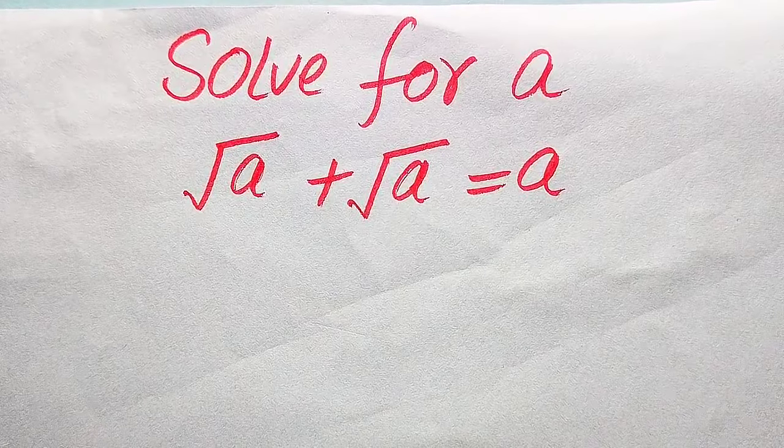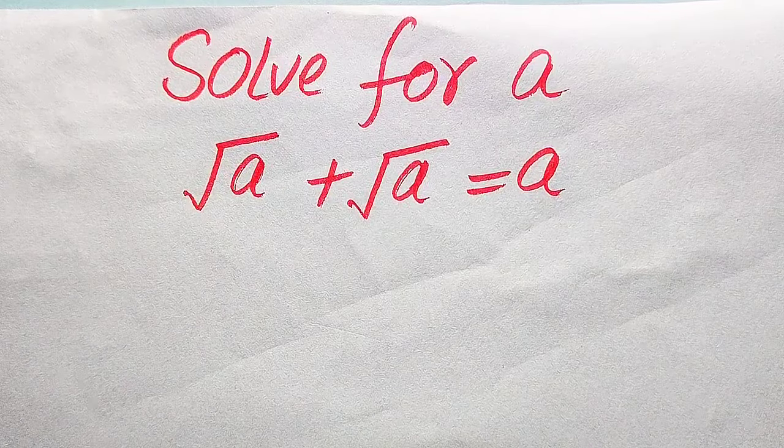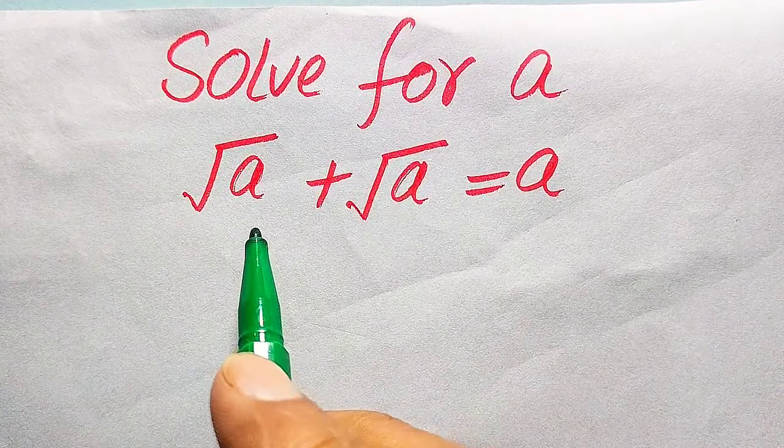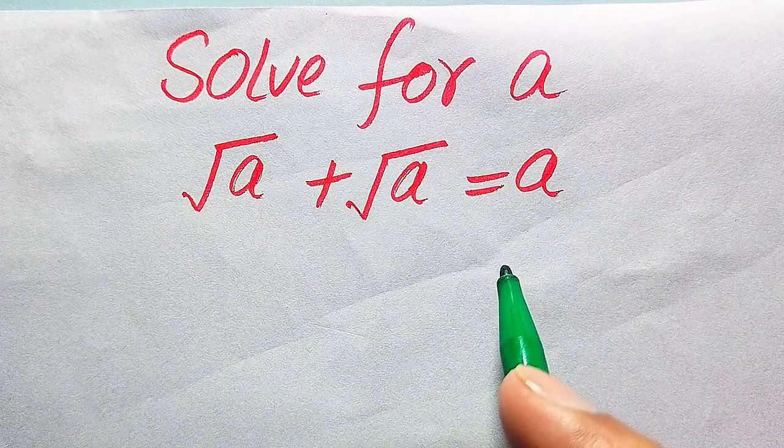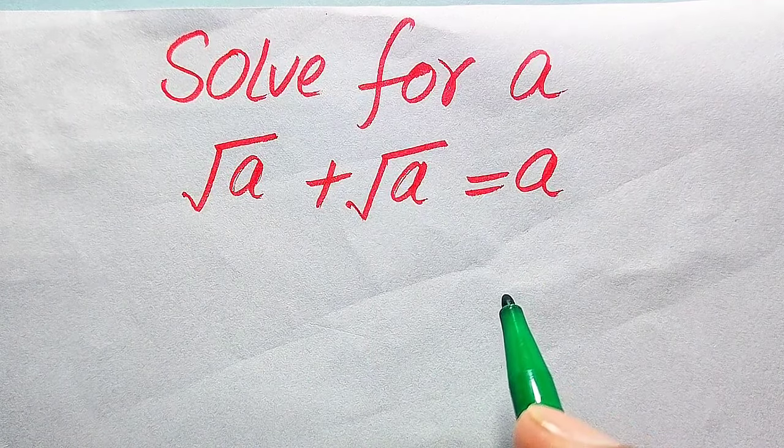Hello everyone, how to solve this problem for the values of a if we have square root of a plus square root of a is equal to a, and we solve this problem for all the values of a.